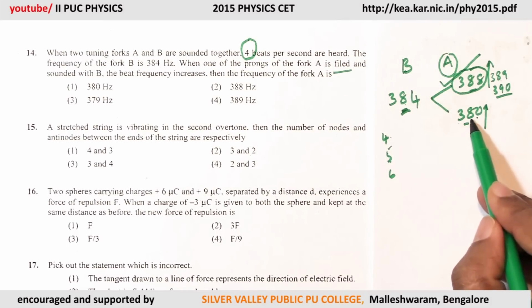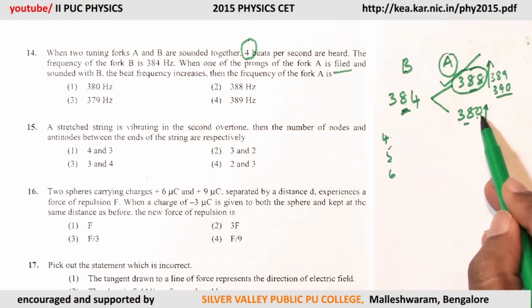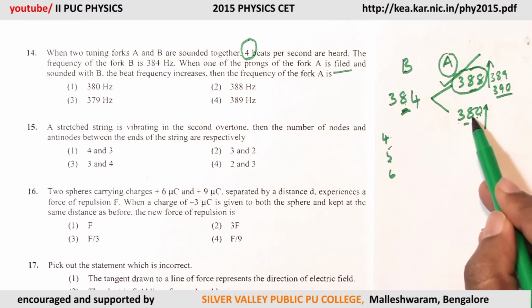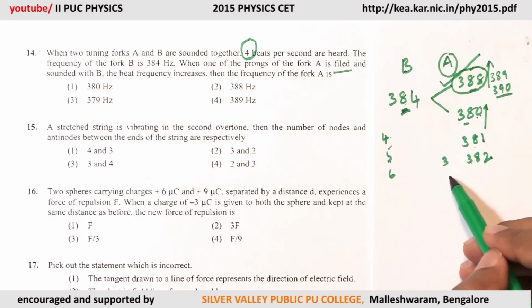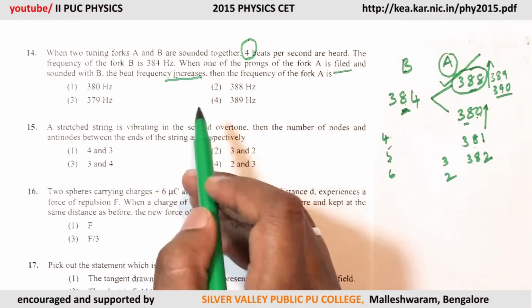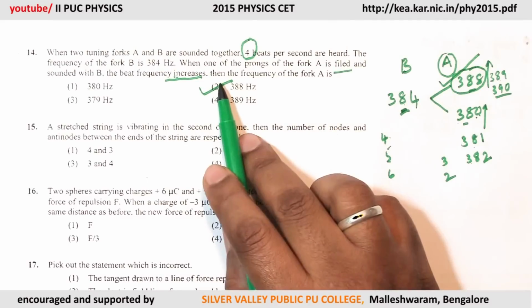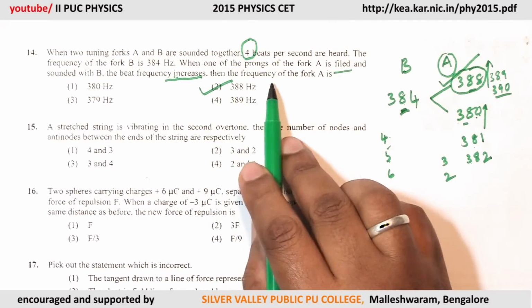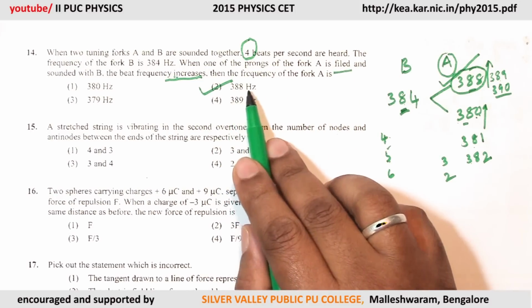Now assume 380 is the answer. But if this is the answer, what would have happened? If 380, after filing, becomes 381, the difference is 3. Suppose it is 382, the difference is 2. See, the beat frequency is decreasing. It is given that beat frequency increases. Therefore, the earlier frequency is 388. The question is supposed to be the frequency of the fork A before filing. Before filing it is 388.